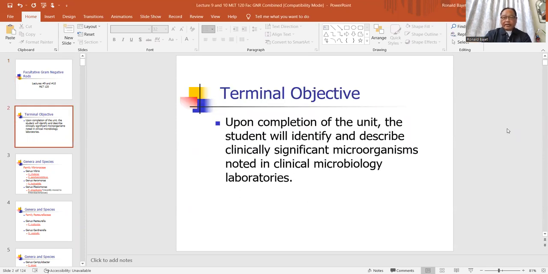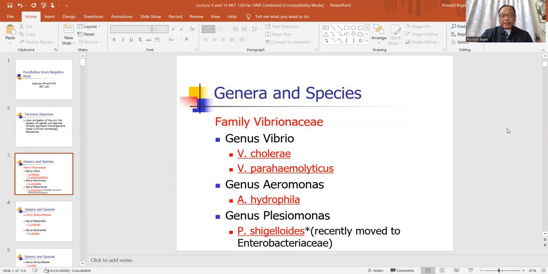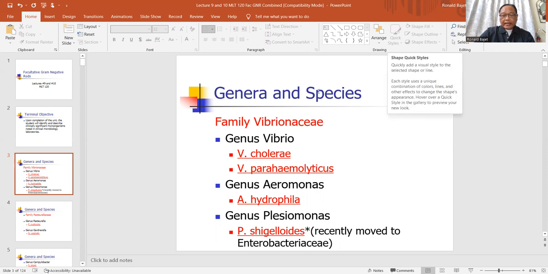Okay, so basically objective, you'll be able to identify and describe the clinically significant facultative gram-negative rods. Starting off with Vibrionaceae, the main genus is Vibrio. Vibrio cholera and Vibrio parahemolyticus are the two main pathogens in this genus. I'm also going to be talking about Aeromonas. There's only one species involved, Aeromonas hydrophila. Plesiomonas, which is Plesiomonas shigelloides, and this used to be an Enterobacteriaceae. So Vibrio, Aeromonas, and Plesiomonas.